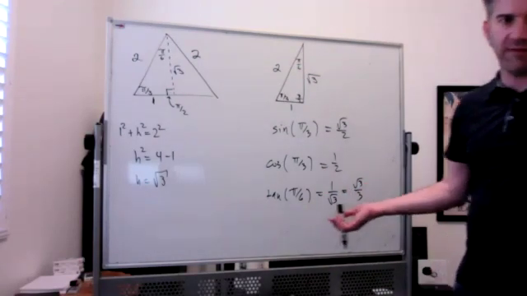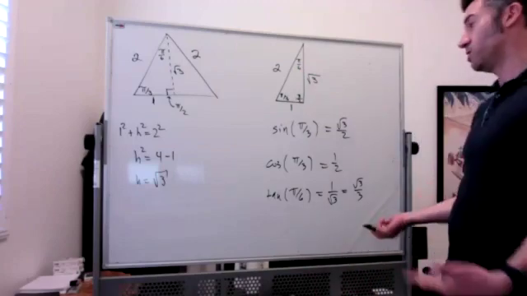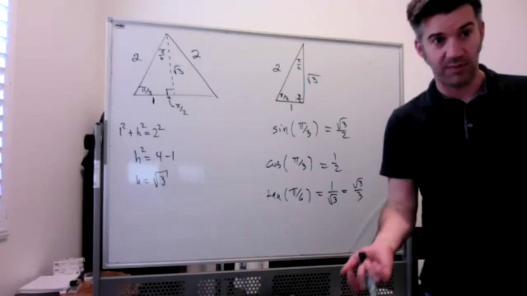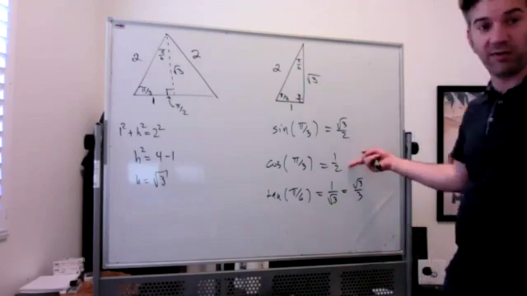And then you can use that to find the rest of the trig functions. Typically, just like she did in class, if I'm trying to find secant of something, I'm really finding the reciprocal of cosine.